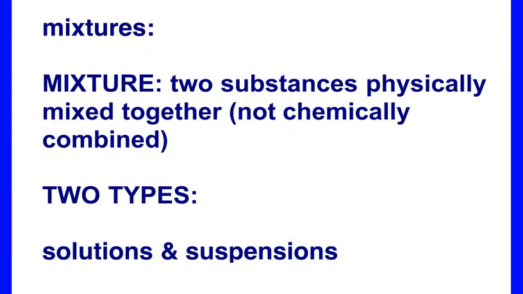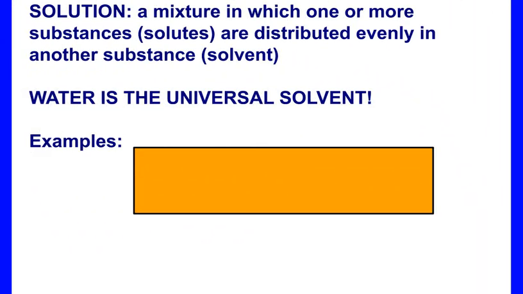Now, water is also important because of mixtures. A mixture is two substances that are physically mixed together. They're not chemically combined, but they are mixed together. And there are two types of mixtures, solutions and suspensions. So let's look at solutions first. Solutions are mixtures where one or more substances, or what we call solutes, are distributed evenly in another substance, which we call the solvent. And water is actually the universal solvent.